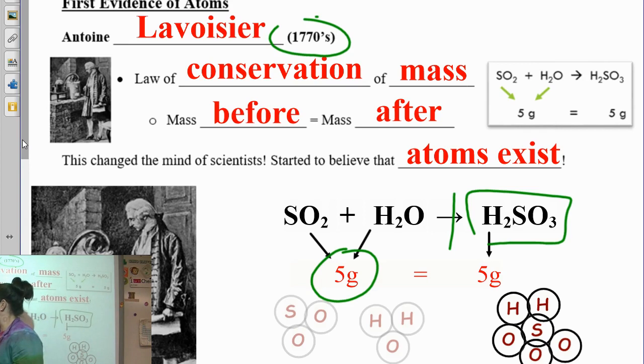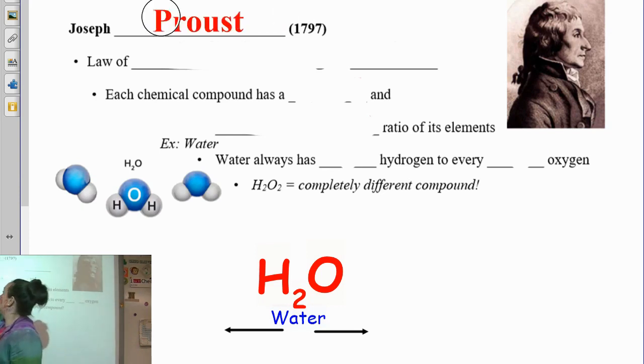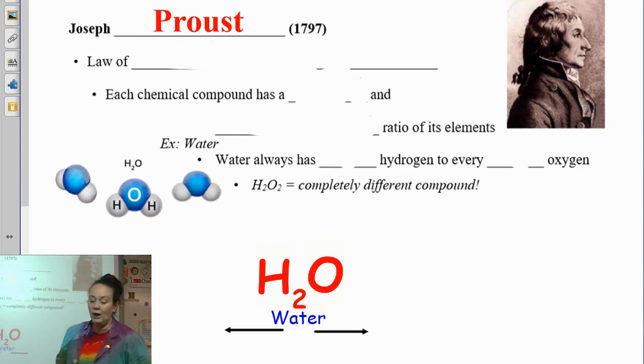So then we come a couple years later with this guy named Joseph Proust here. And Proust, at this point in time in Europe, everybody was thinking that whatever they had in their country was the best. And at this point in time, they thought that water in Spain was different than water in England, which was different than water wherever else. And so everybody thought they had the best water.